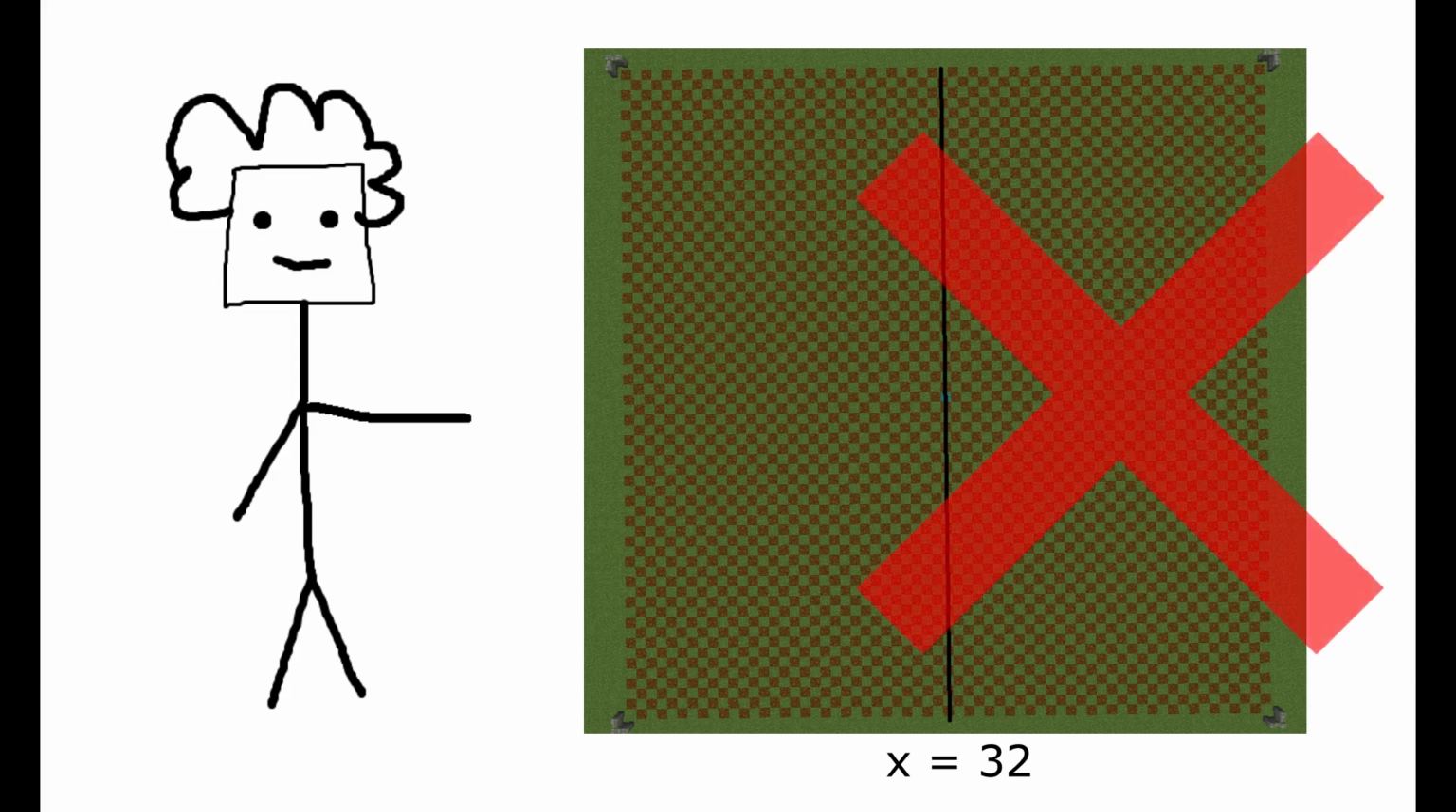We begin by slicing the grid vertically to center at x equals 32. Our target region lies entirely in the left half, so we discard the right. That's half of the map, eliminated by just 1 division. We're now down to a 32 by 64 grid, which has 2,048 blocks.